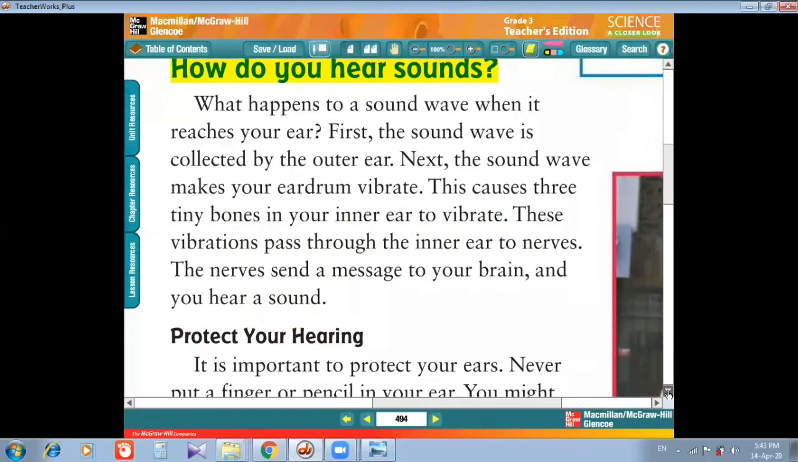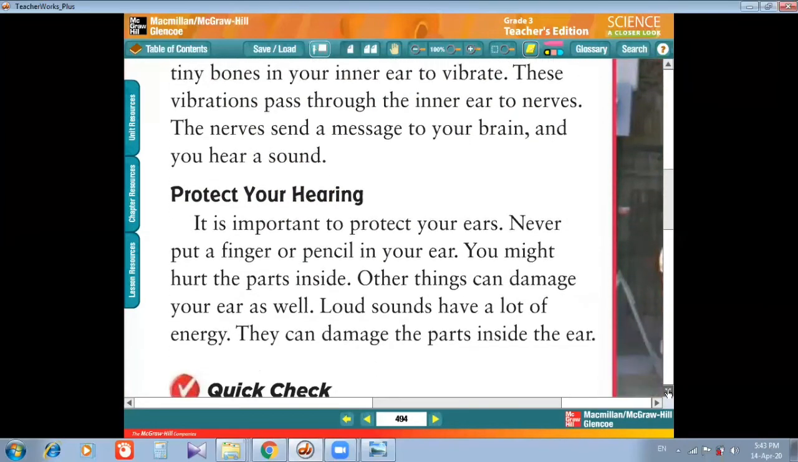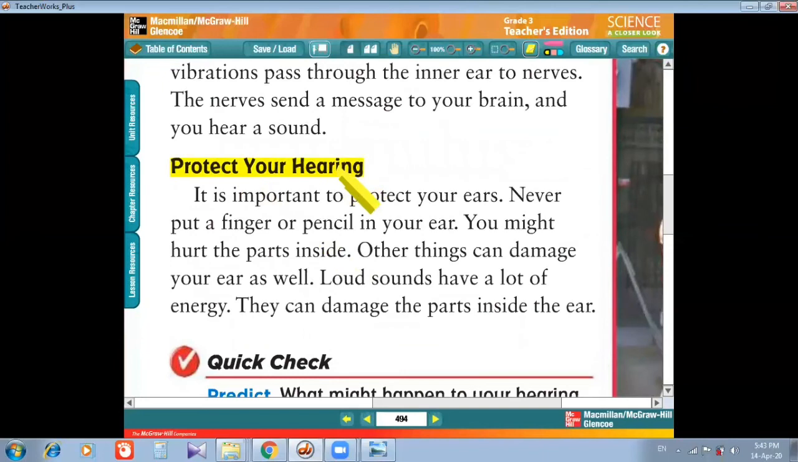Now we have a topic, how we can protect our ears. Protect your hearing. It is important to protect your ears. Never put a finger or pencil in your ear. Means if you put a pencil or any hard thing or even your finger, it can hurt the inner parts of the ear. You might hurt the parts inside.